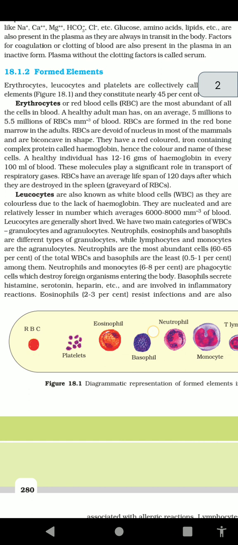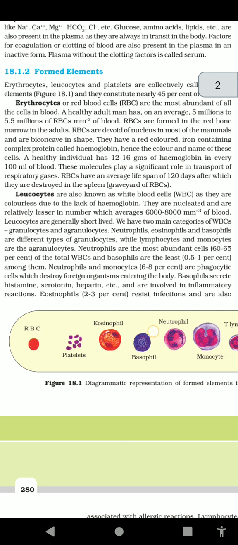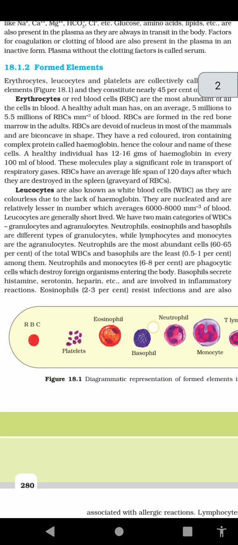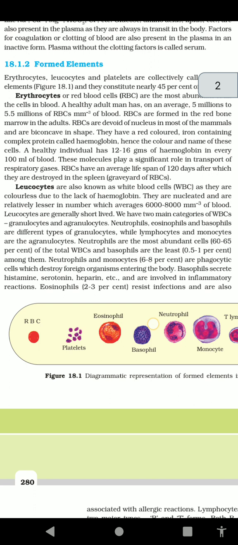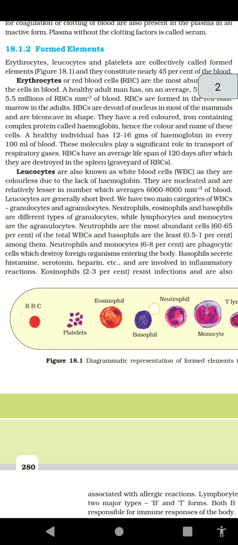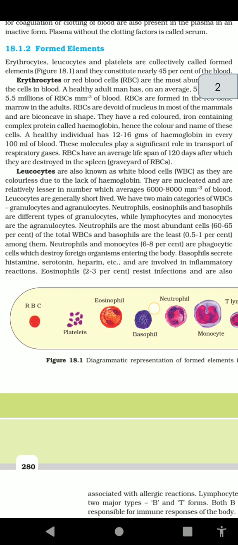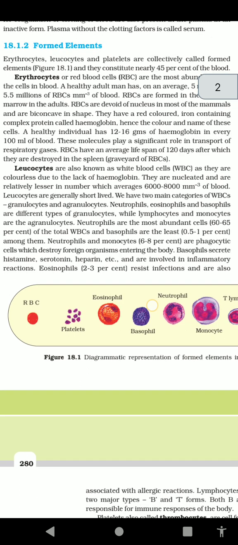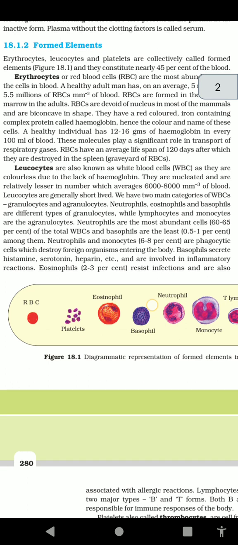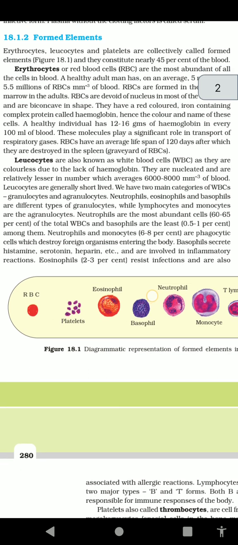Factors for coagulation or clotting of blood are also present in the plasma in an inactive form. Plasma without the clotting factors is called serum. Next point is the formed elements. Erythrocytes, leukocytes and platelets are collectively the formed elements and they constitute nearly 45% of the blood.